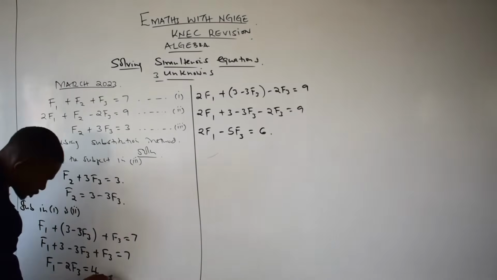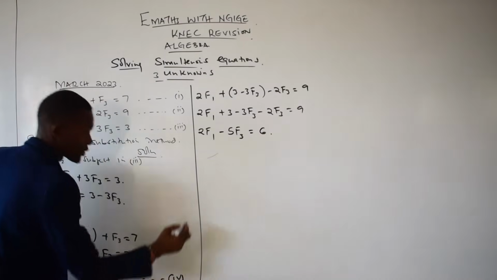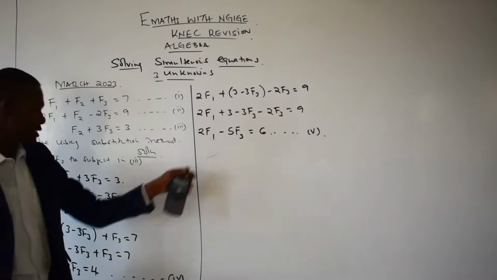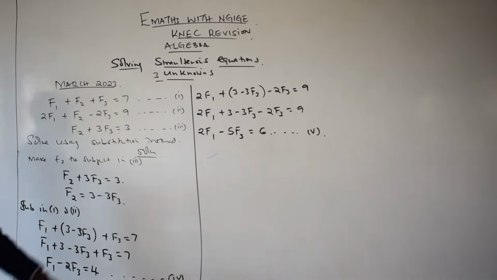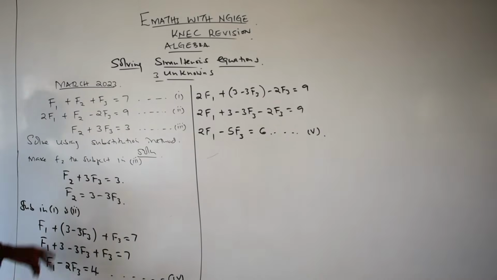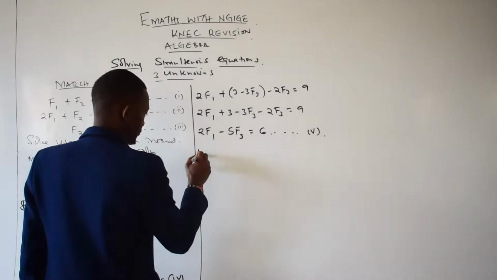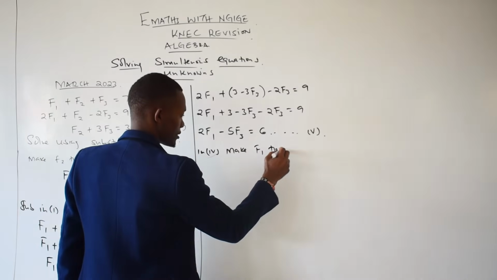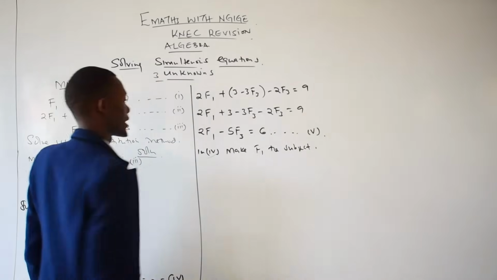So we can say this is equation number 4, and we have equation number 5. Now from this point, again using these two equations, we make one term the subject, because we can see we have reduced our equations to two unknowns, f1 and f3. So using one of the equations, we can use 4, make f1 the subject.